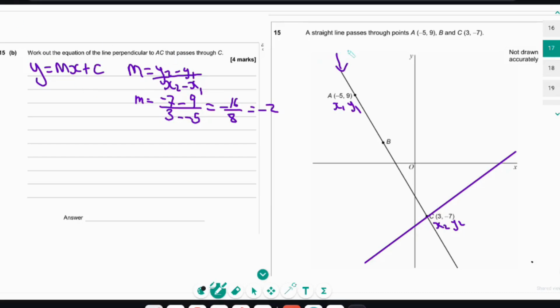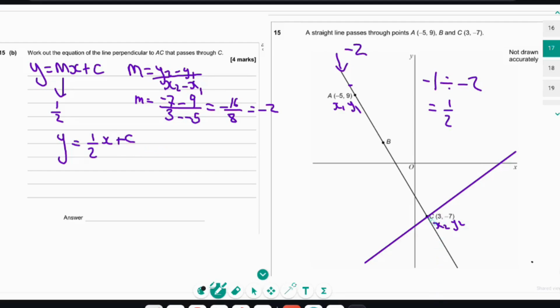So the gradient of this line is -2, but we need the gradient of the perpendicular. The gradient of the perpendicular is the negative reciprocal of the gradient of this line. So -1 divided by -2 is a half. So the gradient is a half, and we know y equals half x plus c. We need to find this y-intercept.